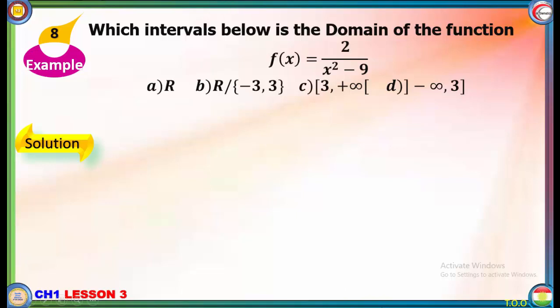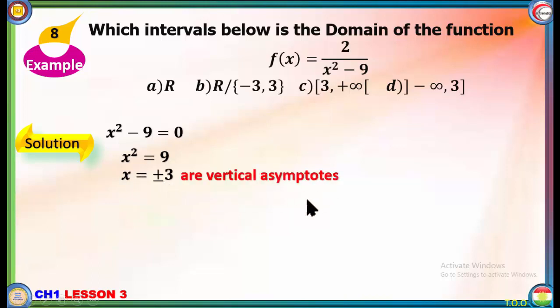Example number 8. Which interval below is the domain of the function f(x) = 2 over x squared minus 9? Take the denominator and set it equal to 0. Solve this equation by moving minus 9 from left to right. Then x squared is 9. Now take the square root of both sides. Then x is equal to minus or plus 3. They are vertical asymptotes.